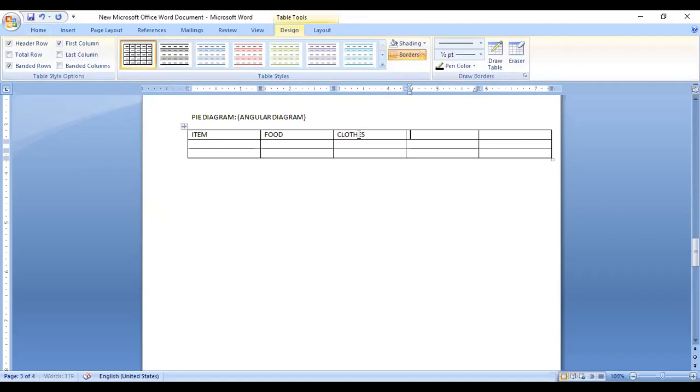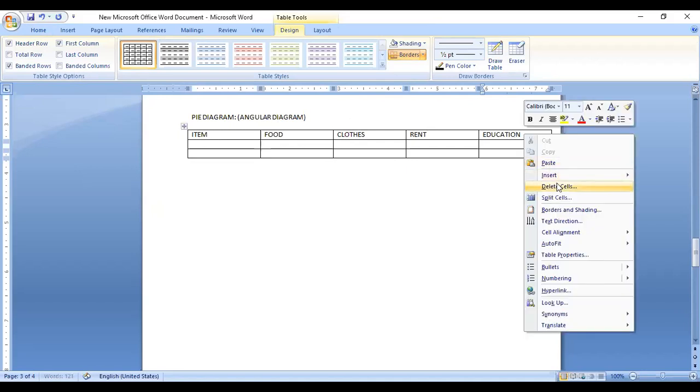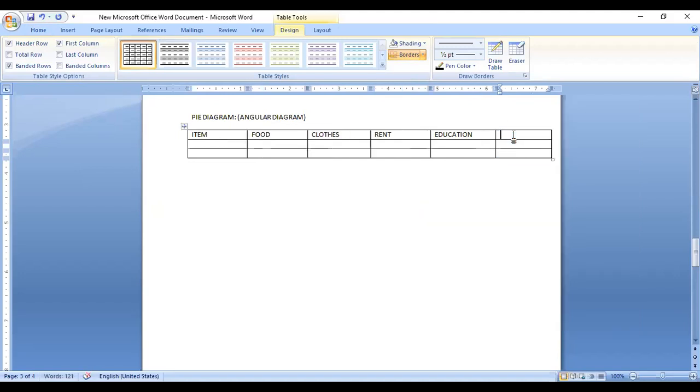clothes, rent, education, and another component also I will take: miscellaneous. It means the budget expenditures of 2 families I am taking into consideration. This is family A, this is family B.